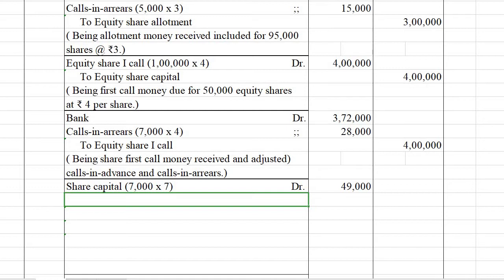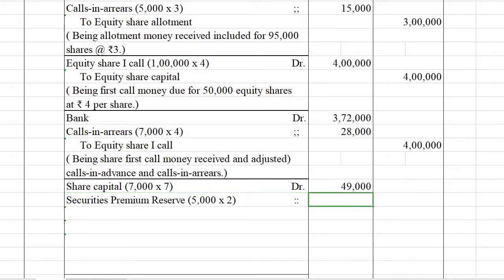Then securities premium reserve. We have told that 5,000 shares paid only the application money. So they did not pay the allotment. Along with allotment, premium was there, so he has not paid the premium also. So that amount we have to debit here. 10,000, 5,000 into 2. Then to forfeited shares.